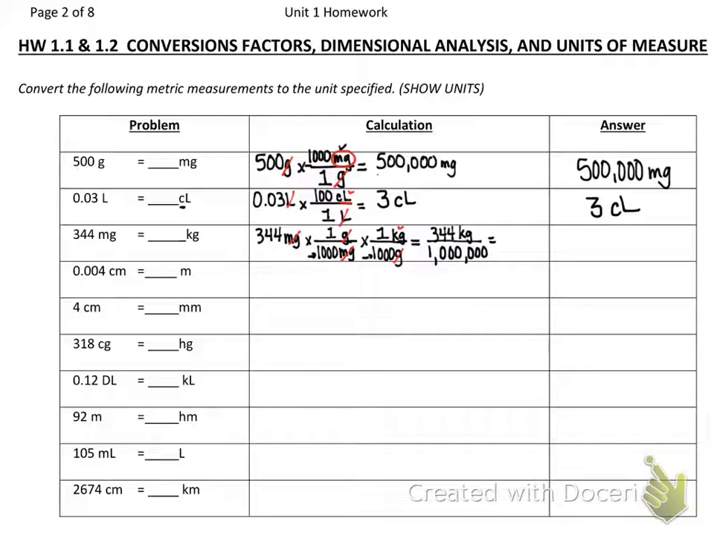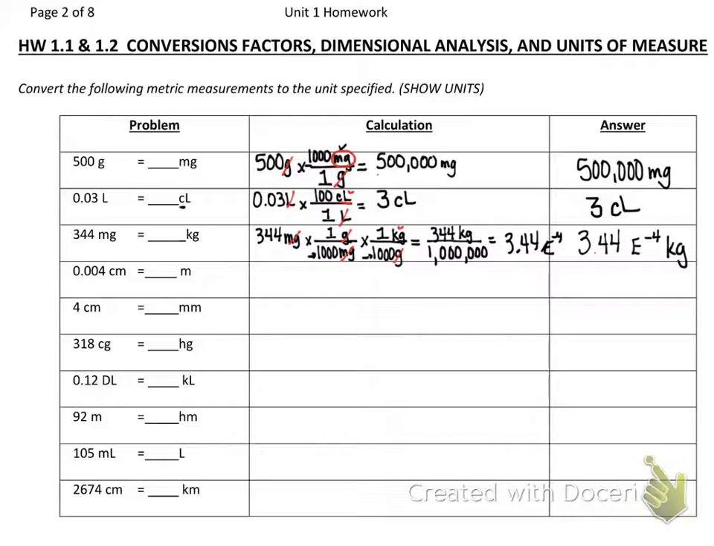And that gives me, well, on my calculator, it's going to give me 3.44 e to the negative 4. You might not know what that means yet, and that's okay. Go ahead and write this answer down. And don't forget your units. It is still kilograms.